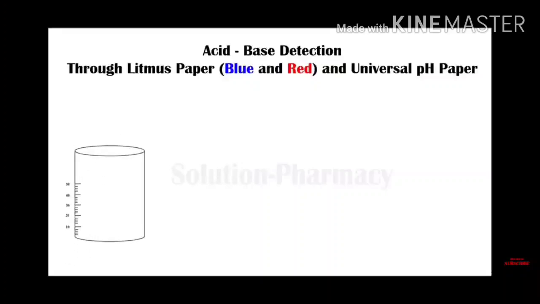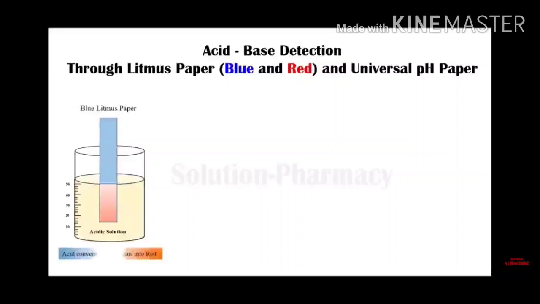So let us take one beaker. Let us fill it up with acidic solution. Now let us dip one litmus paper. One blue litmus paper is dipped into this acidic solution. Will there be any change? Let us see carefully. Is there any change? Not yet. We will see the part which is dipped is slowly becoming red. You can see here. Now since it is becoming red, what does it mean? That means blue litmus paper in acidic solution converts into red.